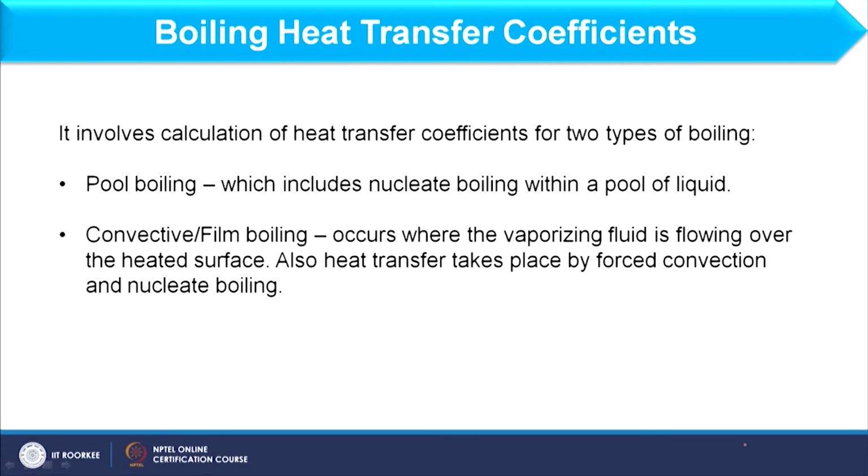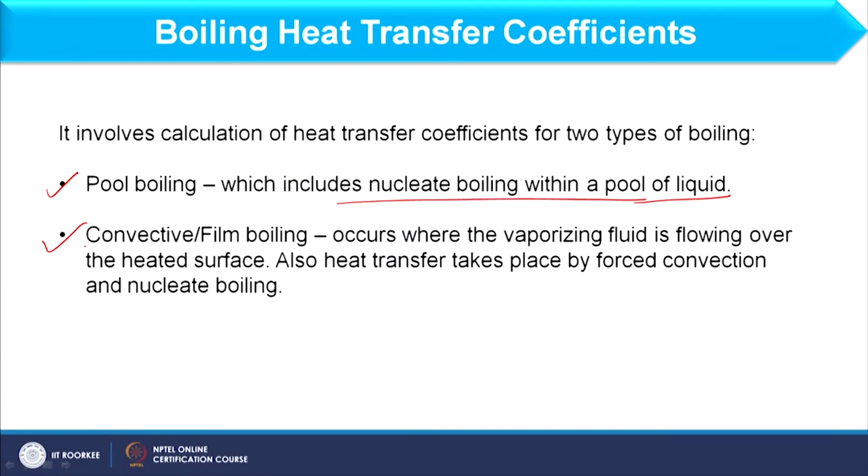Now, as far as type of boiling is concerned, we usually have pool boiling, which includes nucleate boiling within the pool of the liquid, because the bundle is completely merged in the liquid if I speak about the kettle reboiler. So, in that case nucleate boiling will occur in a pool of liquid. Next, I am having convective boiling or film boiling. It occurs when the vaporizing feed is flowing over the heating surface.